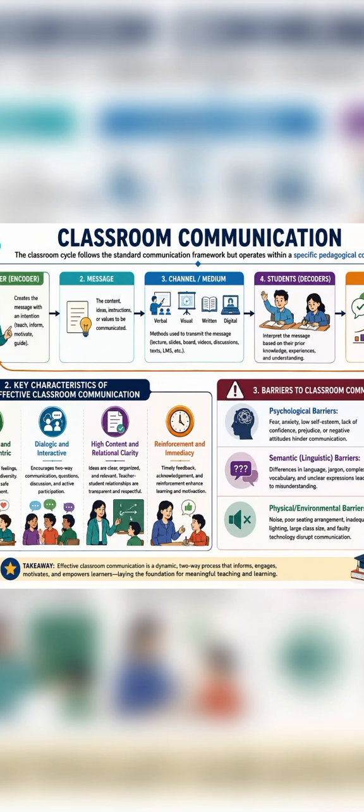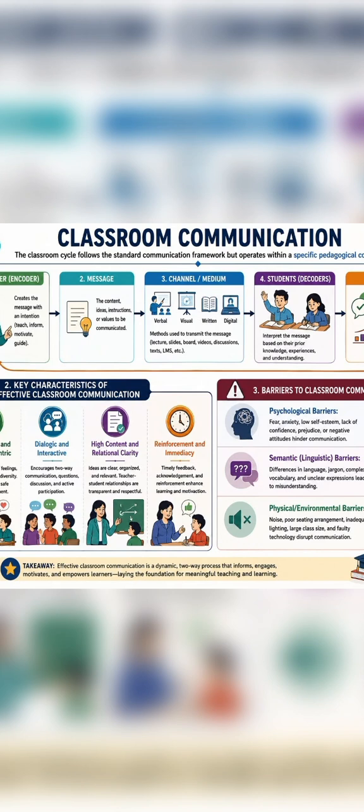But let's be real. Communication doesn't always go smoothly. As educators, we constantly hit roadblocks. Let's look at the three major barriers we need to tear down. Number one is psychological barrier. This happens inside the mind. Fear, anxiety, low self esteem, or even a student's negative prejudice towards a subject can completely block learning. If a student is terrified of maths, their brain might freeze the moment they see an equation, no matter how clearly the teacher explains it.